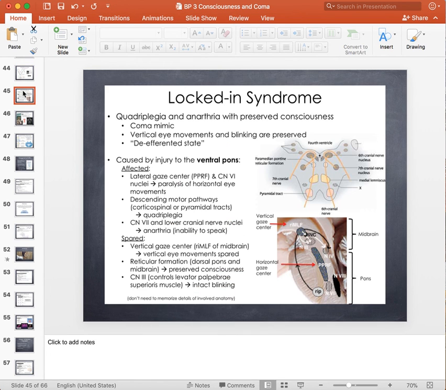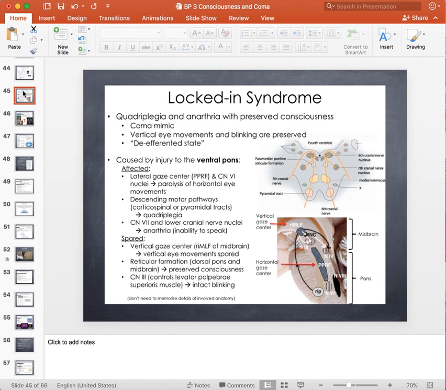All right, good. So locked-in syndrome is really not technically a comatose state, but it mimics a coma. This is a really unfortunate condition in which the ventral part of the pons gets knocked out. And within the ventral pons, you have the motor pathways that are coming down from the brain to the rest of the body, as well as the cranial nerve 7 and some of the lower cranial nerve nuclei that are important for facial movements and speaking.